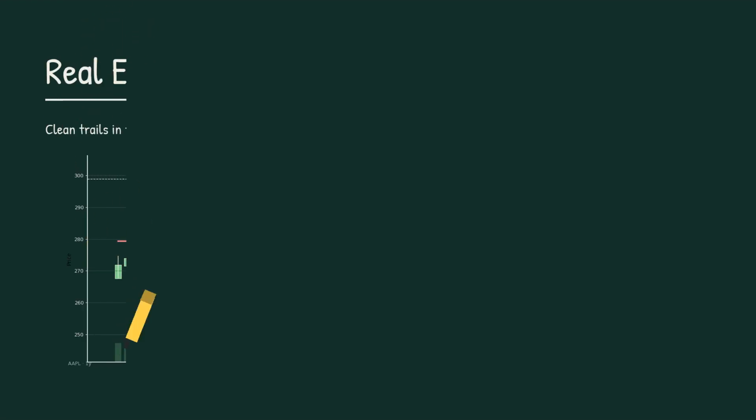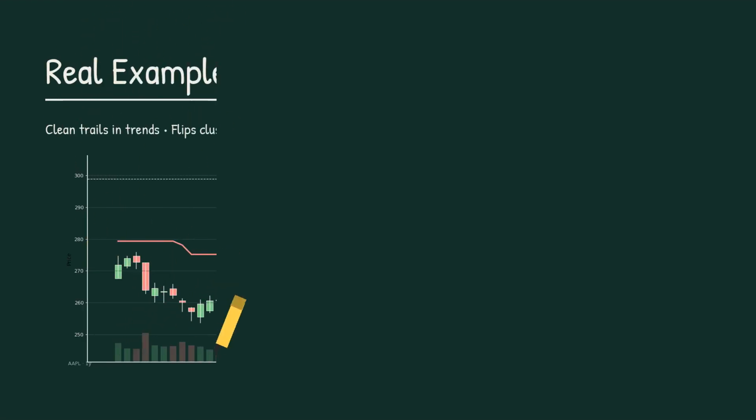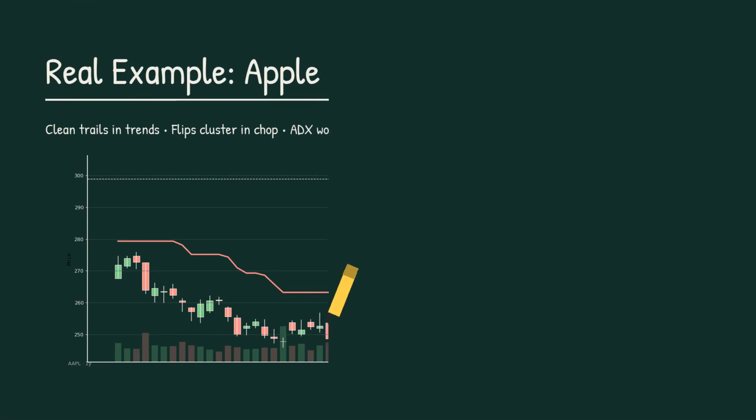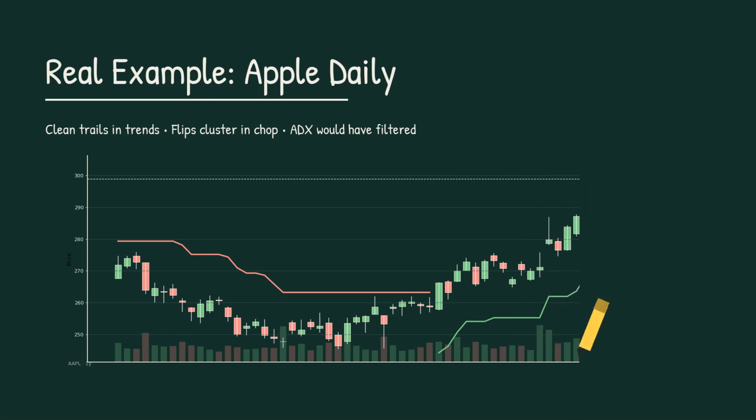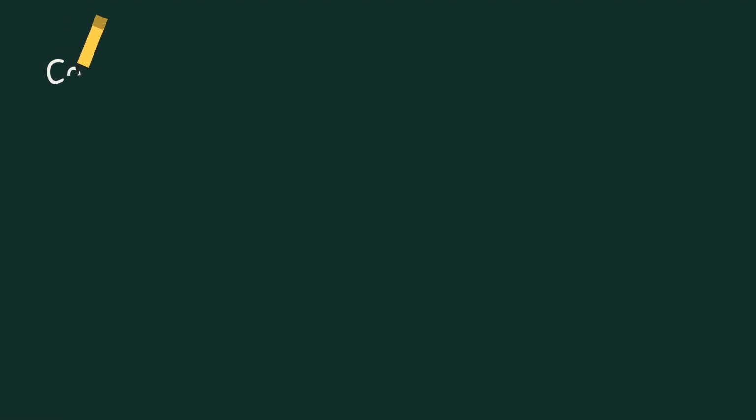Here's Apple on the daily over the past year. Notice how the green Supertrend line tracks underneath each sustained advance, acting as a clean trailing stop. Watch the flips. The strong ones occur after consolidations break with conviction. The weak ones cluster in tight sideways stretches, exactly where ADX would have been low and warned you to stand down.